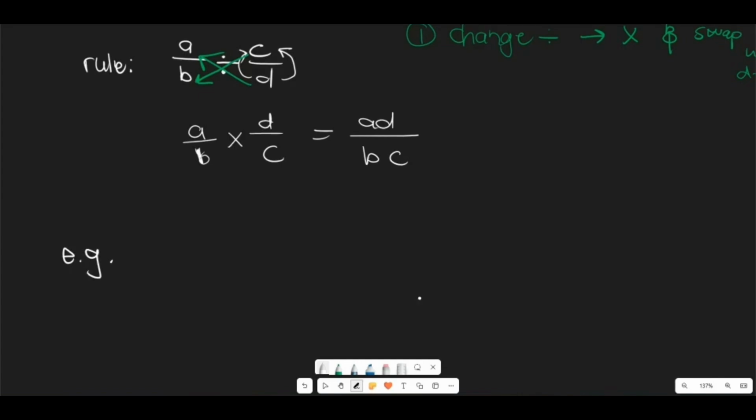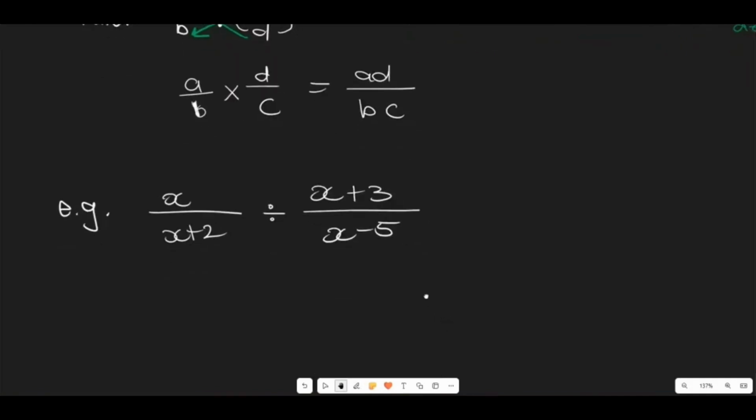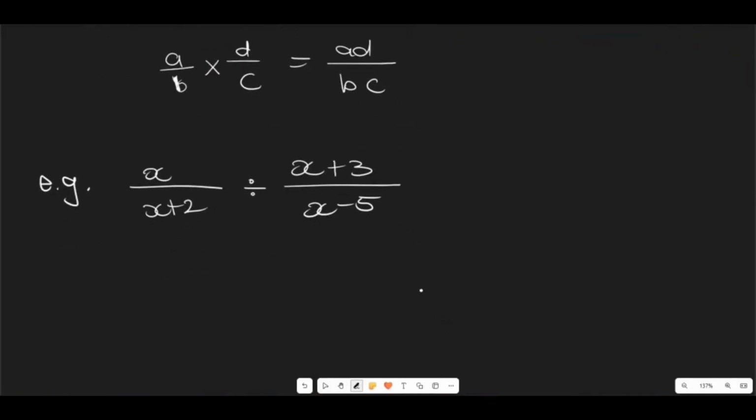So we have x divided by x plus 2, and this is divided by x plus 3 divided by x minus 5, right? So remember, all we have to do is change the division to multiplication and swap the two positions around. So this changes to multiplication. This x minus 5 goes on top. The x plus 3 goes in the denominator. So we have x minus 5 divided by x plus 3.